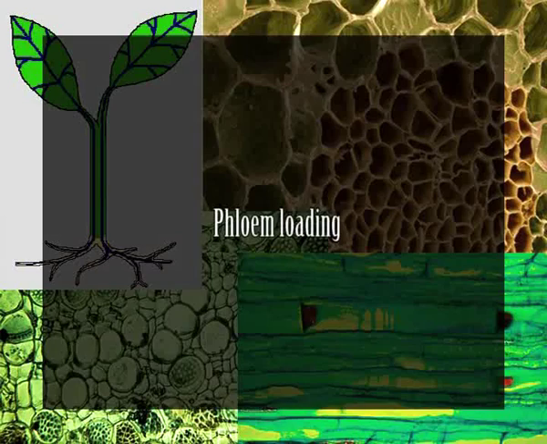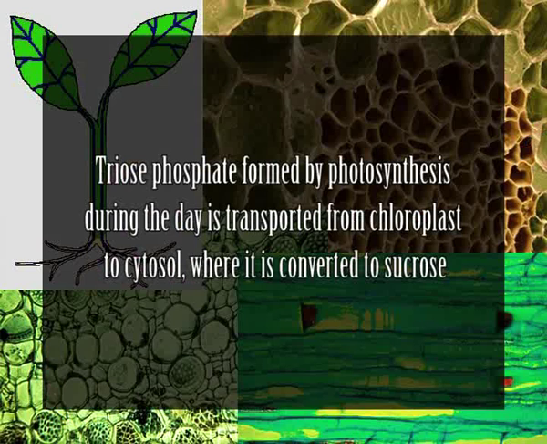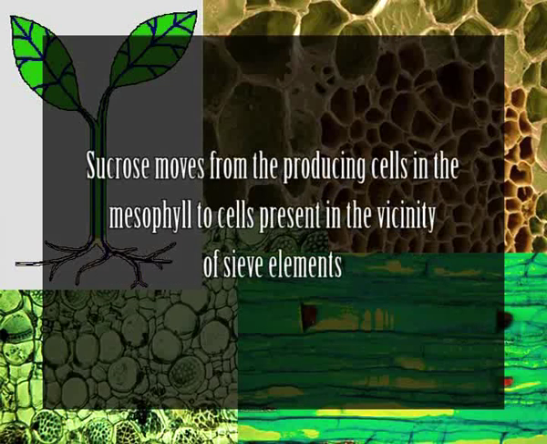Several transport steps are involved in the movement of photosynthates from the mesophyll chloroplasts to the sieve elements of mature leaves. Triose phosphate, formed by photosynthesis during the day, is transported from the chloroplast to the cytosol, where it is converted to sucrose. Sucrose moves from the producing cells in the mesophyll to cells present in the vicinity of sieve elements.